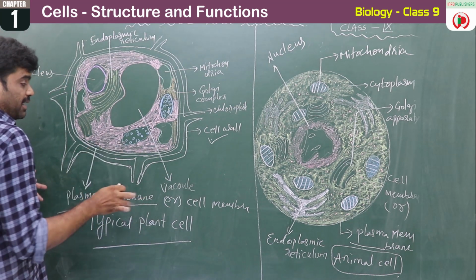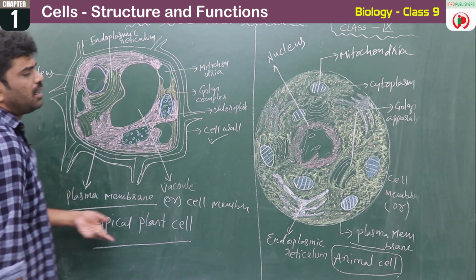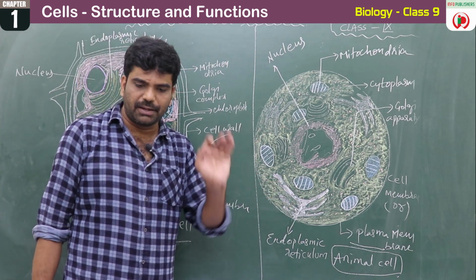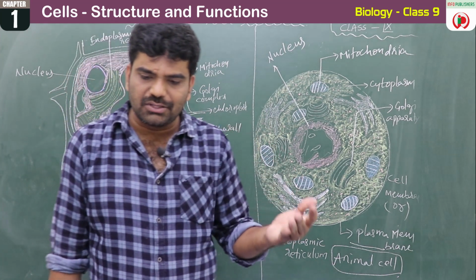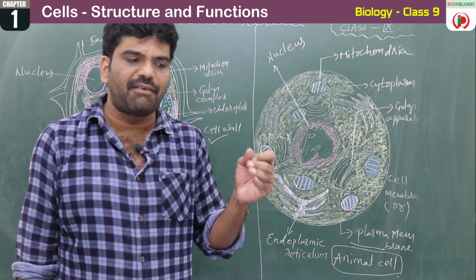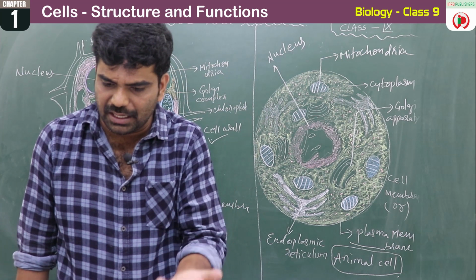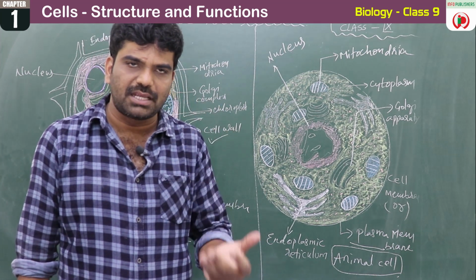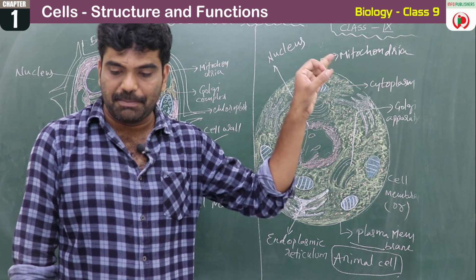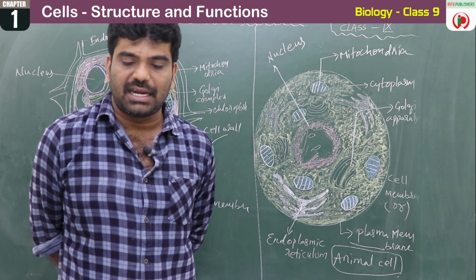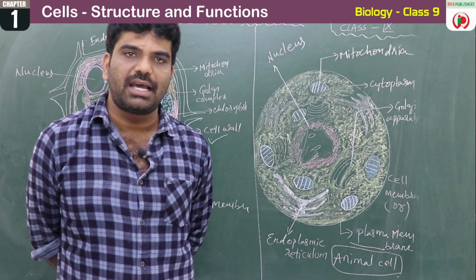But what makes the difference here? An extra layer, the cell wall, is present in the plant cell. That cell wall is absent in the animal cell. In the earlier classes, you have learnt that the cell membrane is the covering of the animal cell. This cell membrane is also present in the plant cell. Another name for cell membrane is plasma membrane. In the plant cell there is another layer, just now I told you, that is called the cell wall.